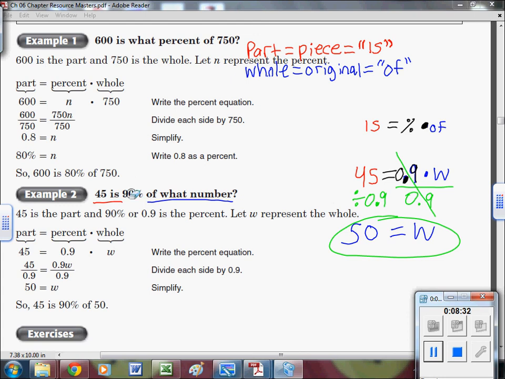45 is almost all of, since 90% is almost all of what number? 5,000? 45 is nowhere near almost all of 5,000. So adjust that decimal. 500. 45 is still nowhere near to all of 500. So it can't be 500. So move that decimal again. Make it a 50. So then you're like, oh, okay, 45 is almost all of 50. So that's our reasonable answer.